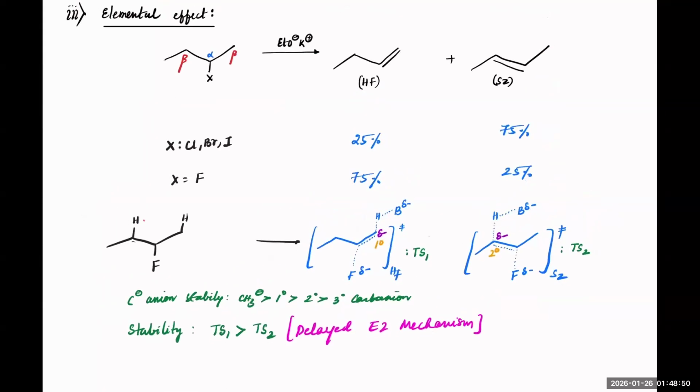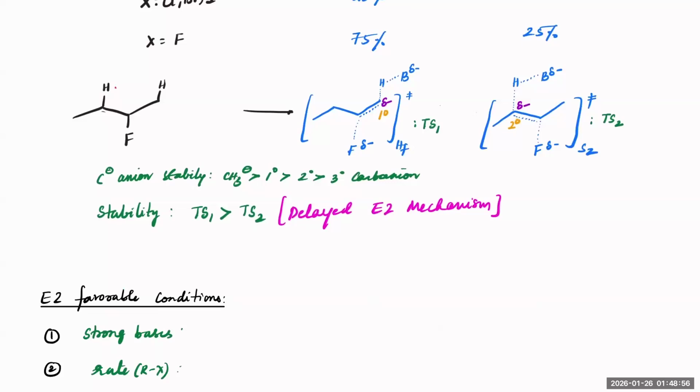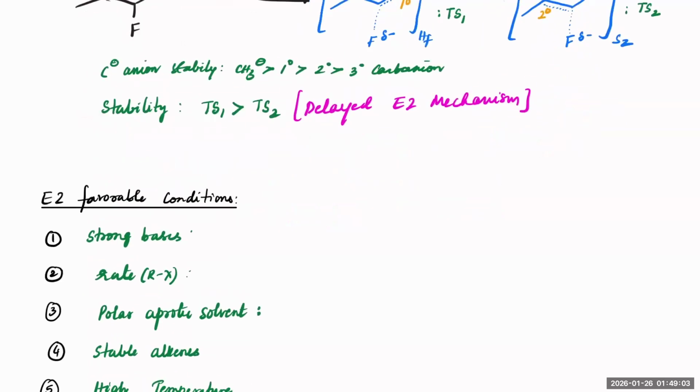Is this case clear, everybody? This type of E2 mechanism, we can call it a delayed E2 mechanism. It is called delayed E2 mechanism.